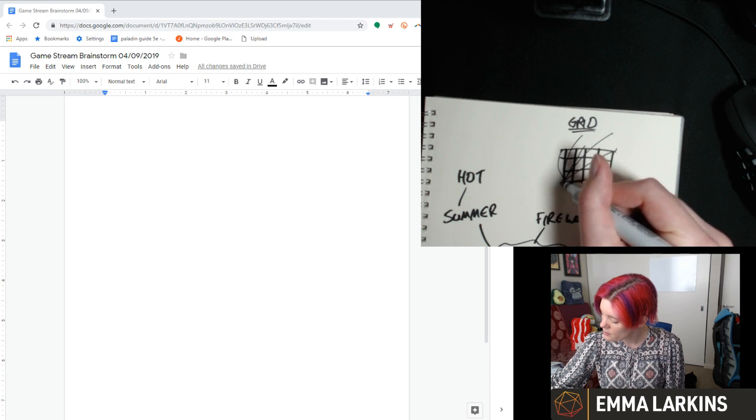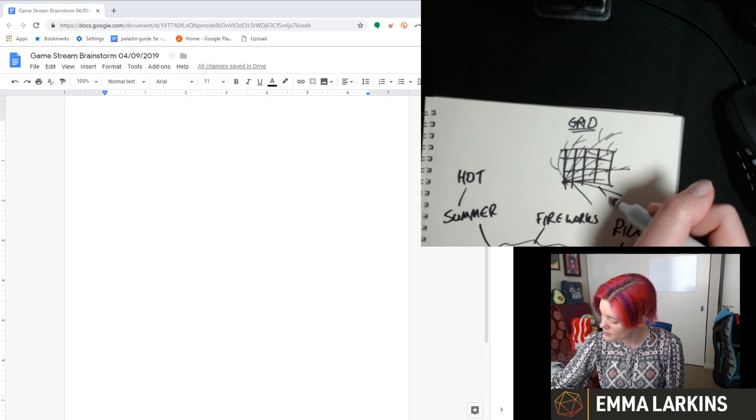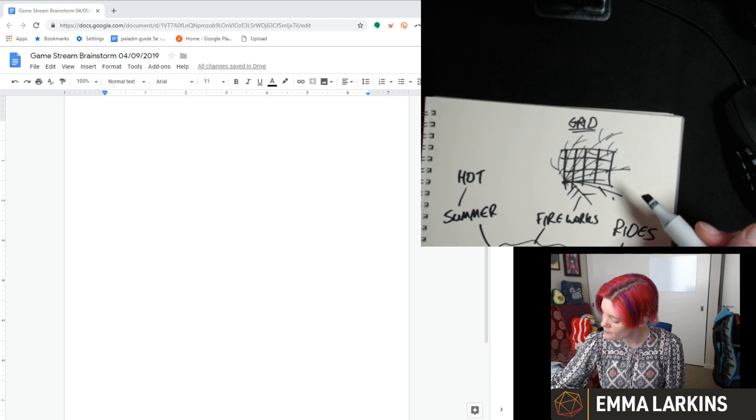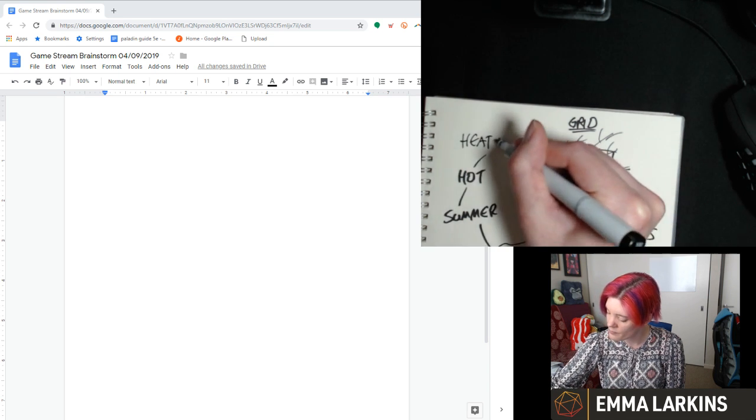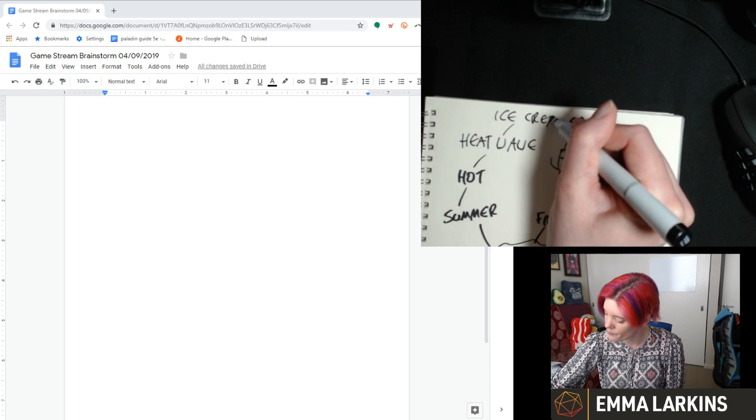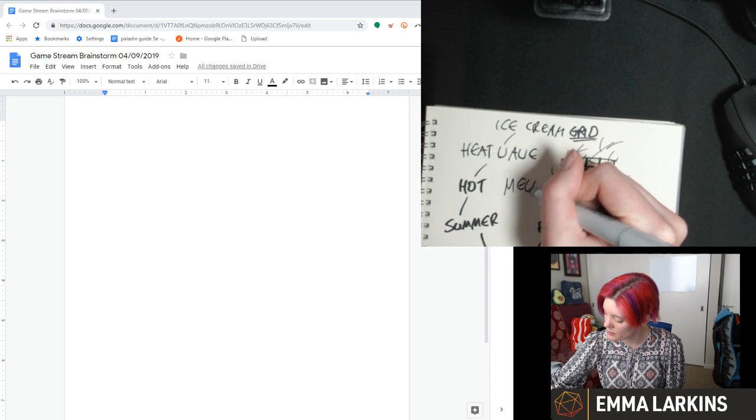Talking about mapping out fireworks in this grid type pattern. Grid, hot, heat wave, ice cream, melting, right back to food, melt.